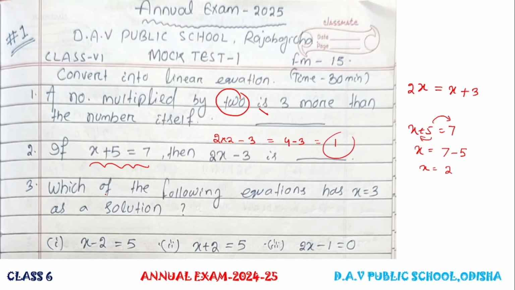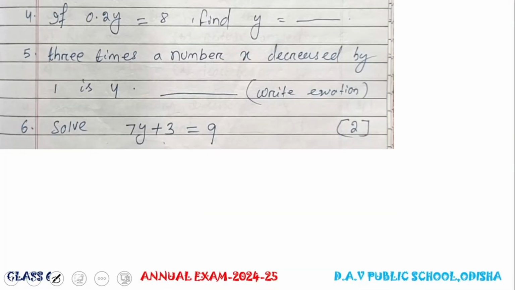Next question. Which of the following equations has x equal to 3 as the solution? Put the value and check LHS and RHS. If you put the value of x in option number 1, in place of x we put 3, means 3 minus 2, how much? 1, but the right side is 5. That's why this option is wrong. Next, 3 plus 2, that is 5. Yes, so option number 2 is the correct answer. Clear?